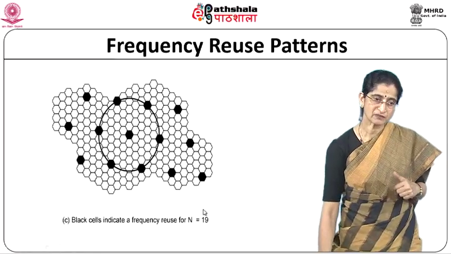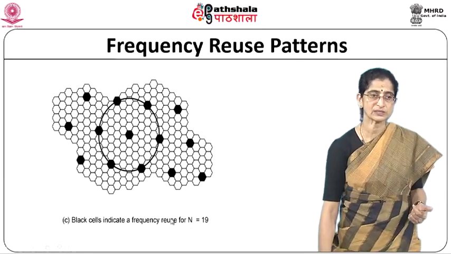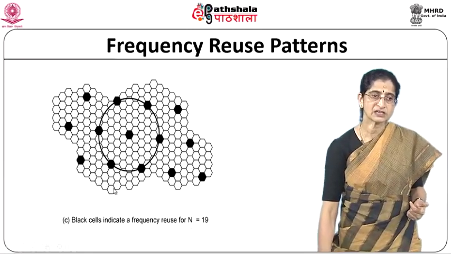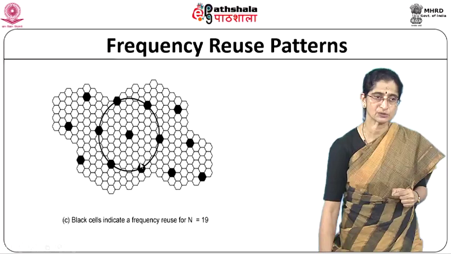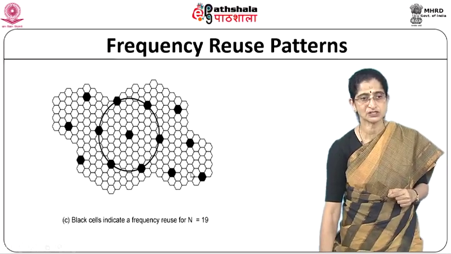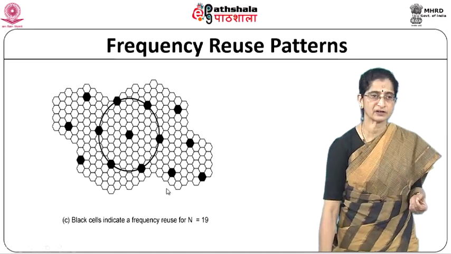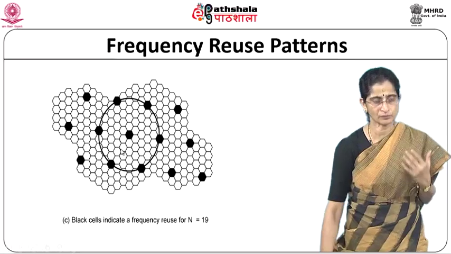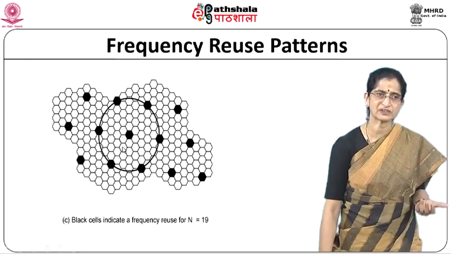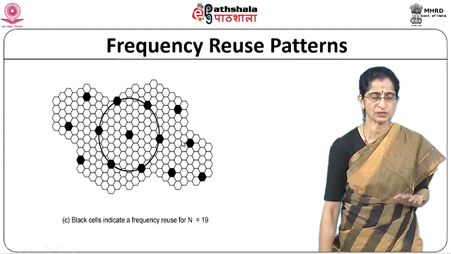So you can see that if I use an even larger value of n, let us say n equal to 19, the distance is even larger. For instance, the black cells are the ones using the same frequency. You can see that they are all further away by a much larger distance. So you can choose different reuse patterns depending on the traffic that you have, how many frequencies are available, how you want to distribute them and so on. But this is the basic idea.